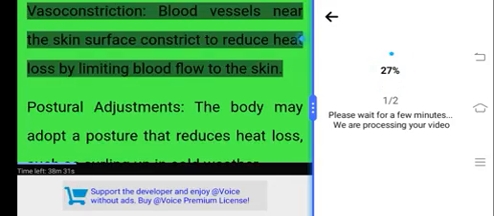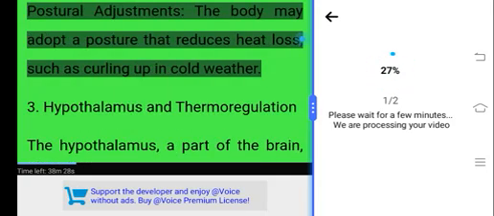Heat conservation. Vasoconstriction. Blood vessels near the skin surface constrict to reduce heat loss by limiting blood flow to the skin. Postural adjustments. The body may adopt a posture that reduces heat loss, such as curling up in cold weather.